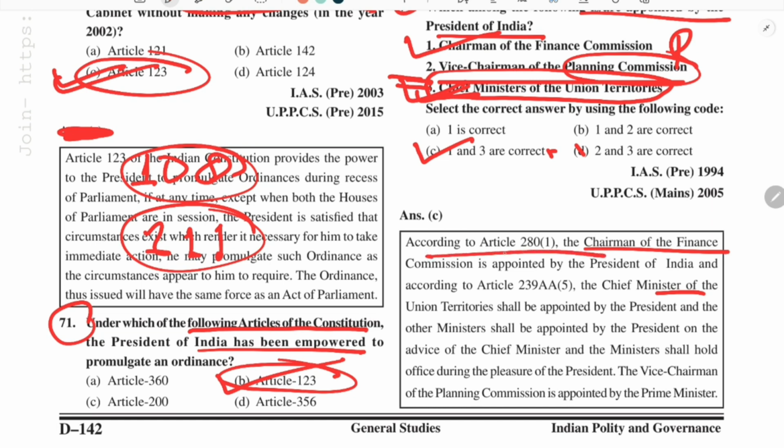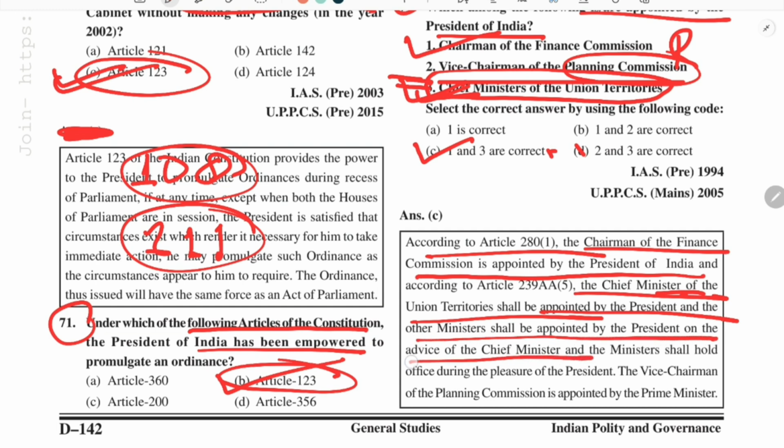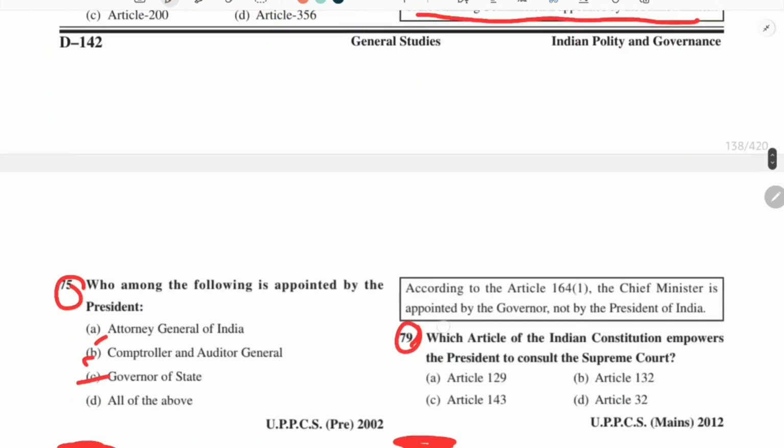You can read this in the Finance Commission. The Chairman of the Finance Commission is appointed by the President of India, and the Chief Minister of a Union Territory shall be appointed by the President. There are only two Union Territories which have a Chief Minister, that is Delhi and Pondicherry at present. Other ministers shall be appointed on the advice of the Chief Minister, and the ministers shall hold office during the pleasure of the President. The Vice Chairman of the Planning Commission is appointed by the Prime Minister. So that makes statement two false, and 1 and 3 are the only correct ones.